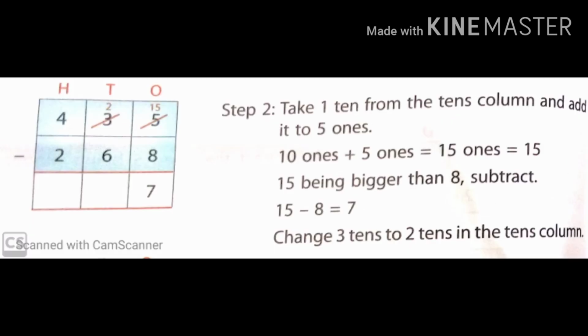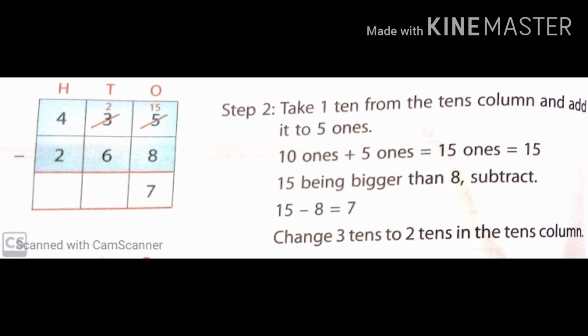Step 2. Take 1 from the tens column and add it to 5 ones. That means 10 ones plus 5 ones becomes 15 ones. 15 is bigger than 8. Now we can subtract. Now 15 minus 8 gives us 7. Change 3 tens to 2 tens in the tens column.